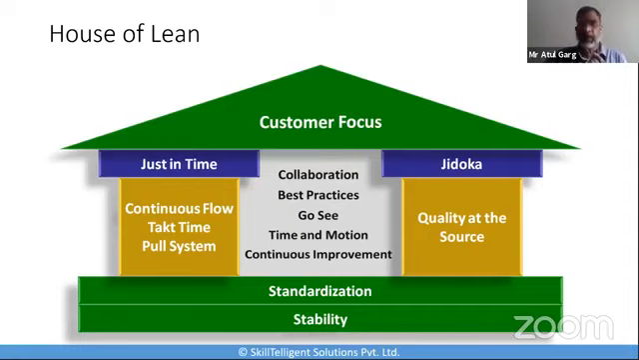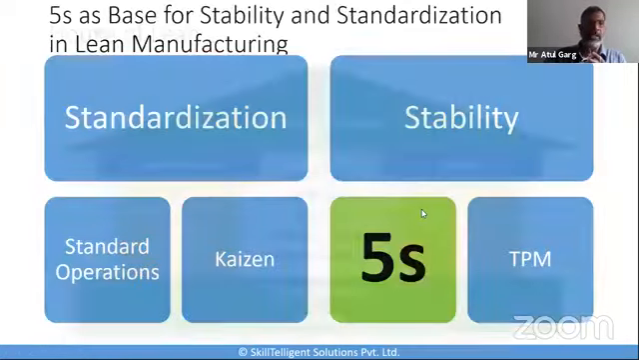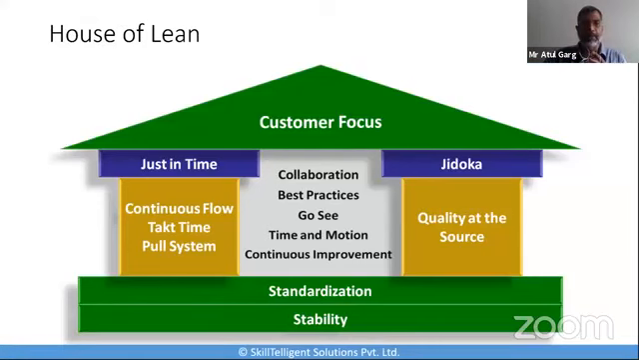And the house of lean shown over here, the bottom part has got the 2 foundations, and the first foundation is stability, second foundation is the standardization. It also has 2 major pillars. One is just in time and the second is Jidoka. The roof is the customer focus. That's what the lean management system is all about. How to maintain a focus on customers and bring the satisfaction to the customers. Just in time refers to the continuous flow, takt time calculations, and pull system, while the Jidoka refers to quality at source. So this is what the house of lean talks about.